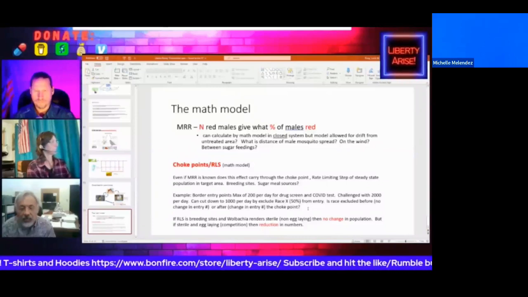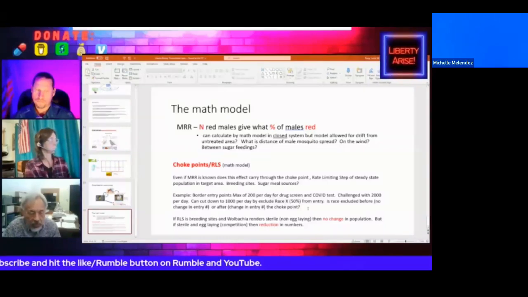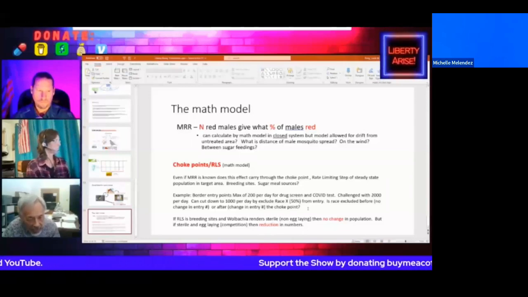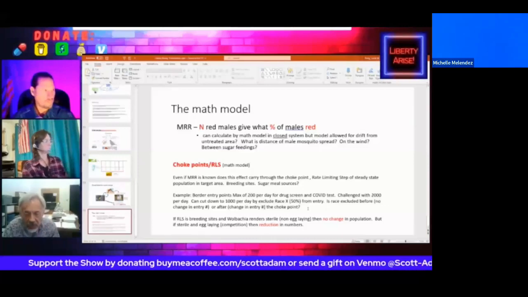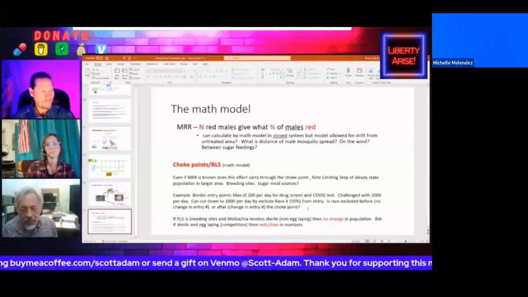So that's how you model on the choke point. And I would like to know, I'm not going to look this up, tell me: when you introduce and crossbreed a red male with a gray female and render her sterile, does she still compete for a breeding site? If she does, you control the number coming out hatching. But if she doesn't, you still have the same number coming into your breeding site and breeding.